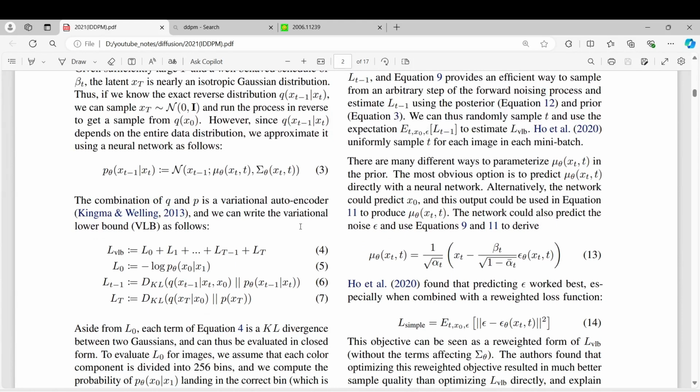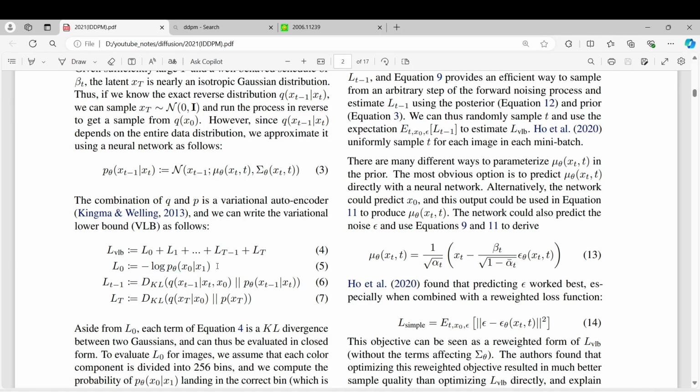The combination of p and q is a variational autoencoder, and we can write the variational lower bound as follows. The derivation is the same as before. Q is the forward process, and P is the reverse process. As we do in variational autoencoders, we are going to use this variational lower bound here as well.